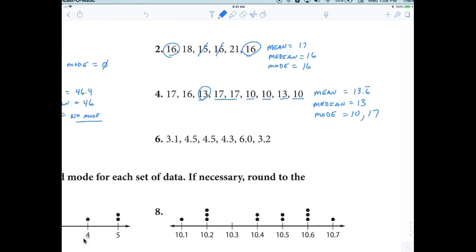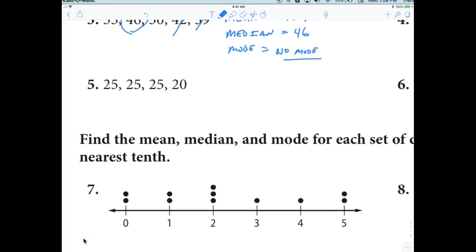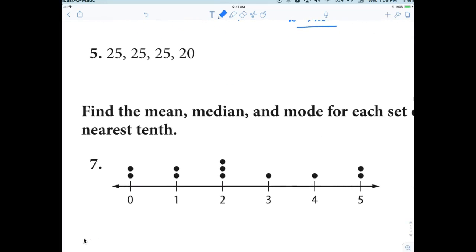Okay. All right. You should speak up. All right, here we go. Median, mode for the next group. All right, here we go. Come on.